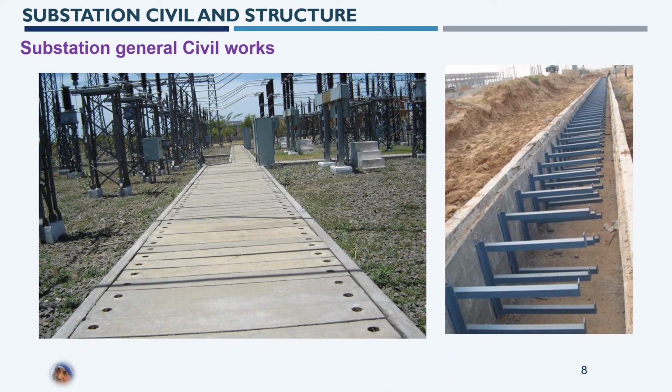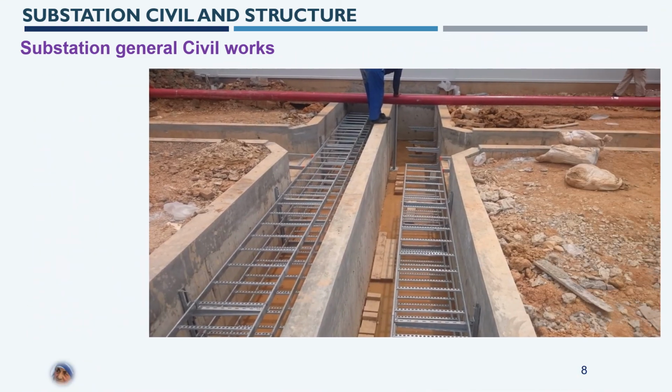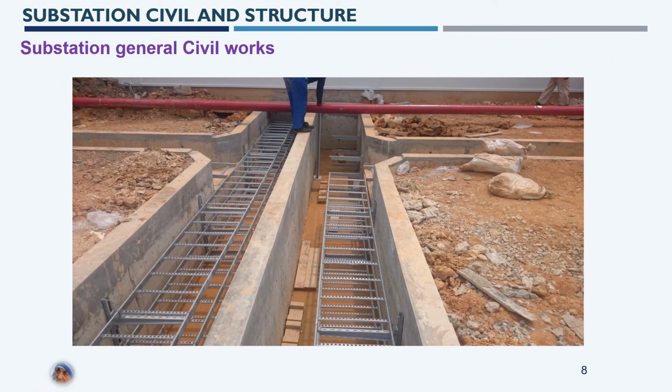In this photograph on the left side, you can see the cable trench running along with the precast cover slab over it, and on the right hand side you can see the open cable trench which is in construction process and having a cable tray support, painted. Here you can see 4-way cable trenches with perforated cable trays.